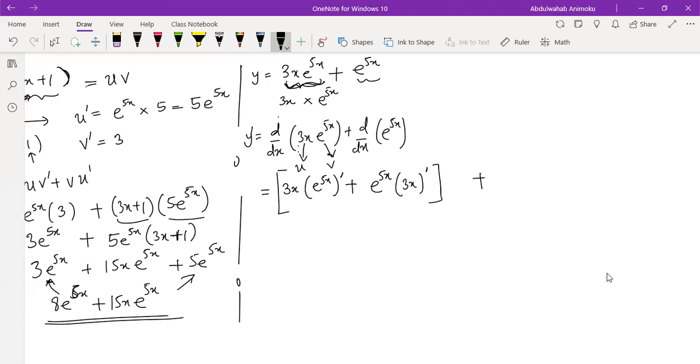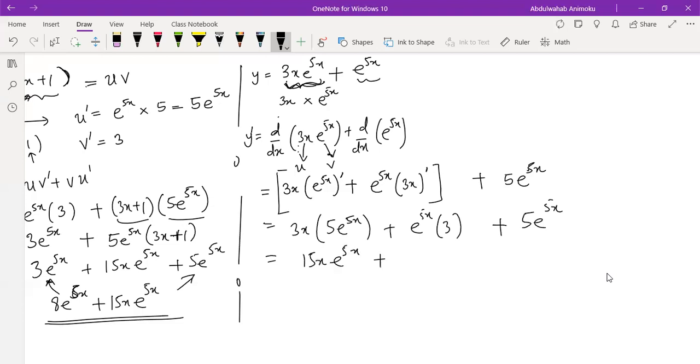Plus the derivative of e raised to the power 5x. I think everyone knows this is now 5 e raised to the power 5x. Okay. Now in finishing this, 3x multiplied by the derivative of e raised to the power 5x is 5 e raised to the power 5x again, plus e raised to the power 5x times the derivative of 3x, which is just 3. Then plus we have the final term here. So when you look at this now, you have 15x e raised to the power 5x plus 3 e raised to the power 5x plus 5 e raised to the power 5x, which gives us 15x e raised to the power 5x plus 8 e raised to the power 5x, which is the same thing as the first method.